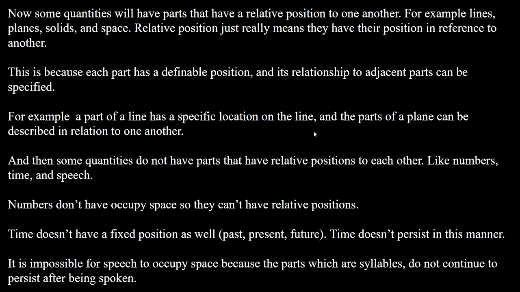Now, some quantities will have parts that have a relative position to one another. For example, lines, planes, solids, and space. And relative position just really means that they have their position in reference to one another. This is because each part has a definable position, and its relationship to adjacent parts can be specified. For example, a part of a line has a specific location on the line, and the parts of a plane can be described in relation to one another.